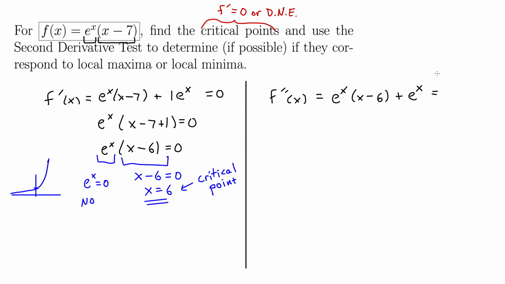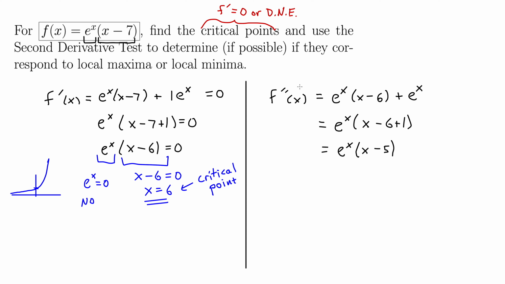Actually, we don't even need to set it equal to 0 here. I get so used to setting things equal to 0. It's a dangerous habit to get into. We're just trying to simplify this. So let's factor out e to the x. And we get x minus 6 plus 1. So finally, e to the x times x minus 5.